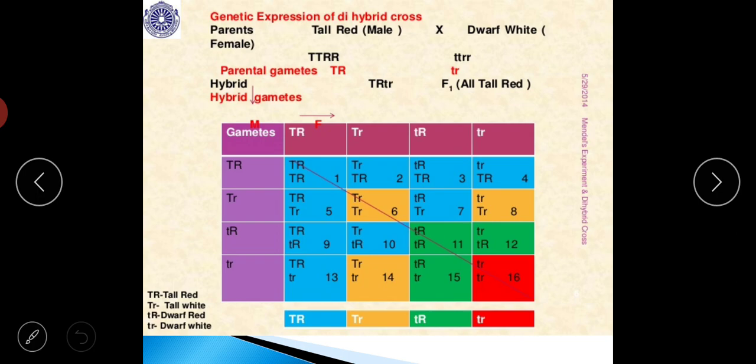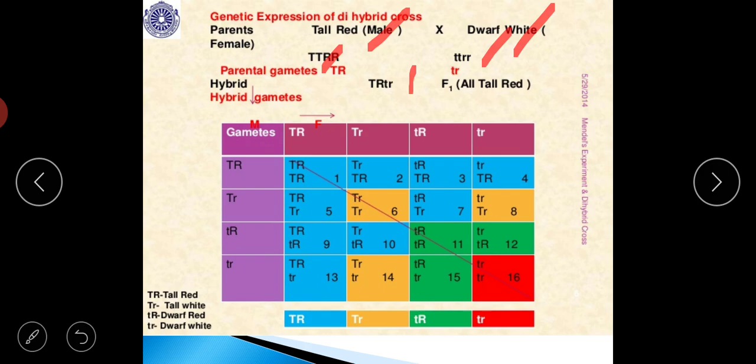So the genetic expression of this dihybrid cross which we have studied is as follows. As you see, the tall red plant, which is said to be male, and the dwarf white plant, which is said to be female, have the genotypes capital T, capital R and small t, small r. The parental gametes are capital T, capital R and small t, small r, and the hybrid produced was capital T, small t, capital R, small r, and all are tall red in the F1 generation.